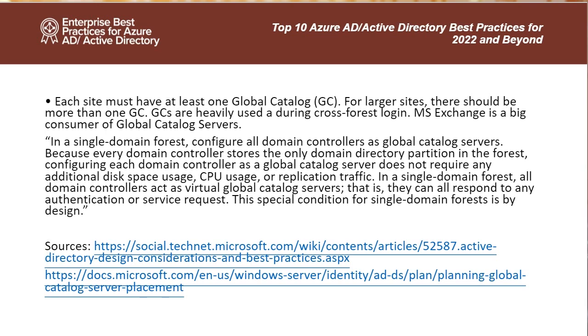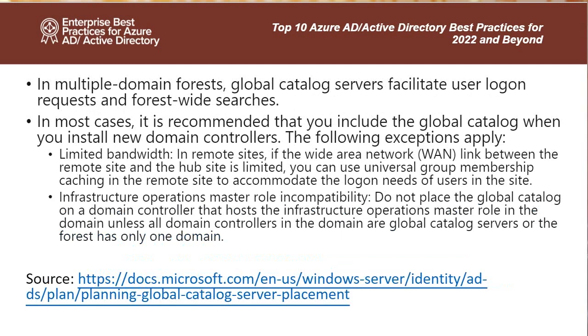And because everything has to replicate among all of those domain controllers anyway, designating all of those domain controllers as global catalog servers isn't going to produce any extra overhead beyond what was already being used. So no extra disk space is going to be required. You're not incurring any extra CPU usage or replication traffic. Everything will just work the same way that it normally would. So that's for a single domain forest. And that behavior is by design, by the way, according to this paragraph directly from Microsoft.